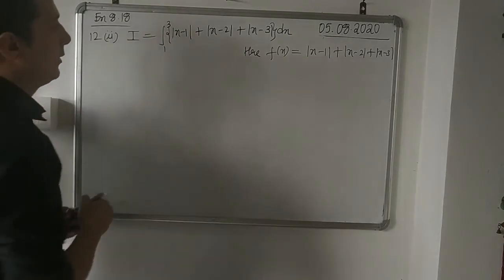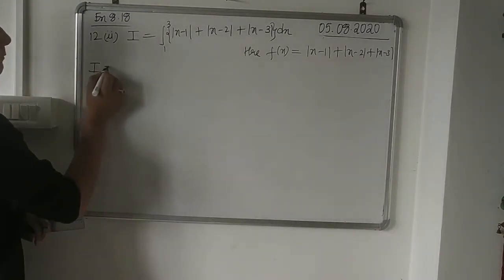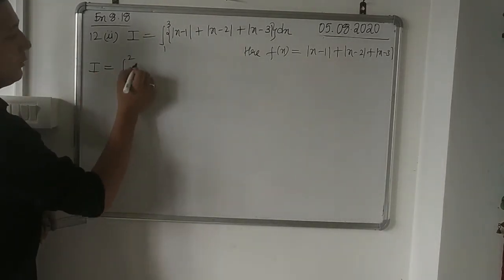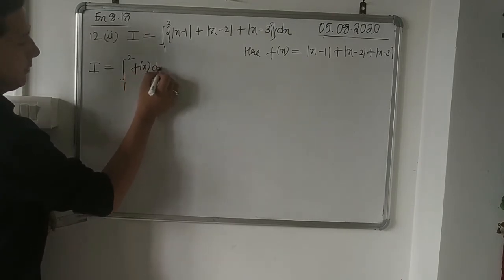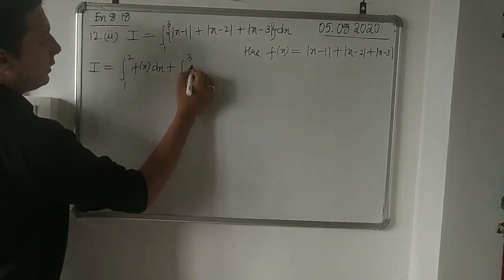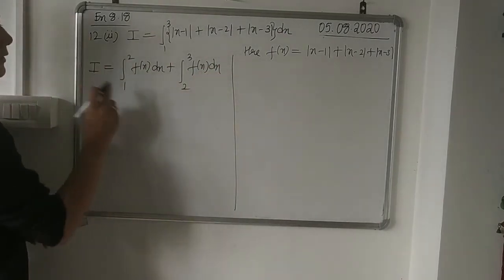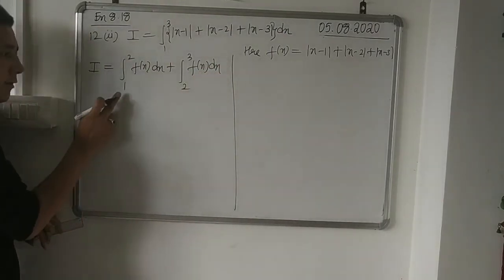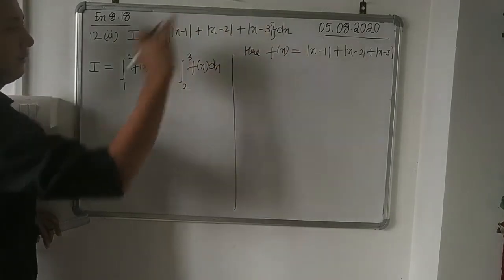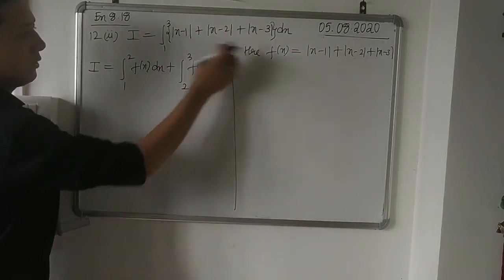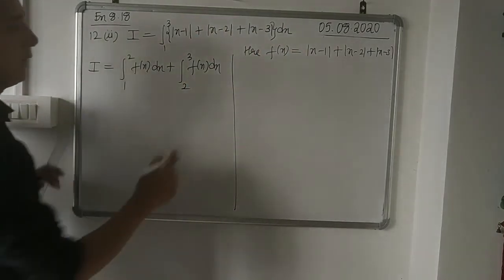So hence, if I break this, I will break the interval as integral 1 to 2 f(x) dx, and then 2 to 3 f(x) dx. So the value of f(x) in the range 1 to 2 we will find out. Similarly, the value of f(x) in the range 2 to 3 also we will have to find out here.